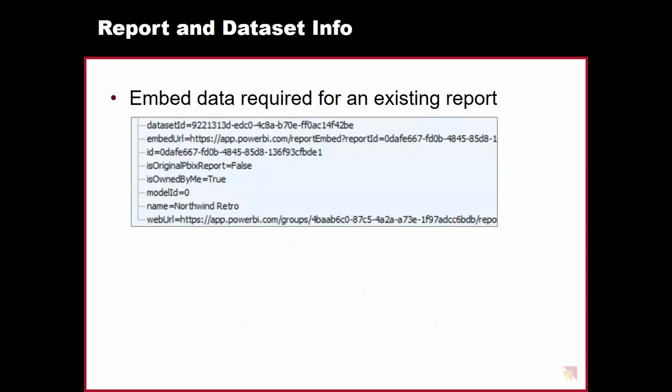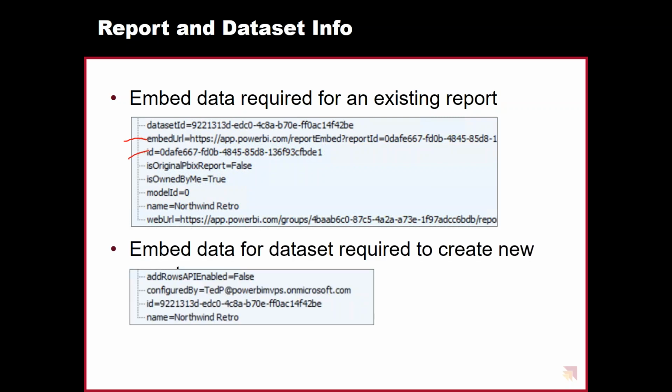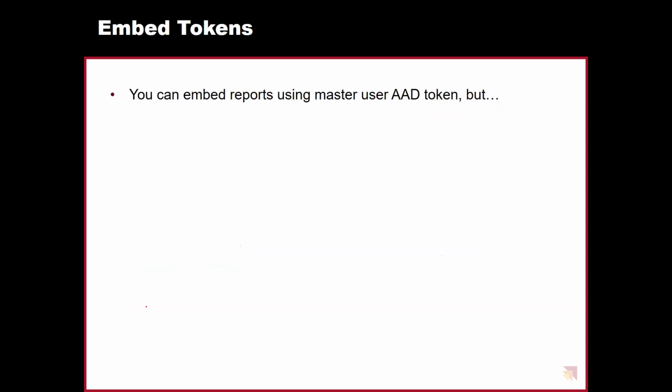Now, the data that you pull back from the Power BI service that you then have to pass to the client, it's going to be things like the ID of the report and the embed URL. So you can see information here is the embed URL, here is the ID. Okay, if you're getting information about a data set because you want to create a new report, well, then you need things like the ID of that inside there.